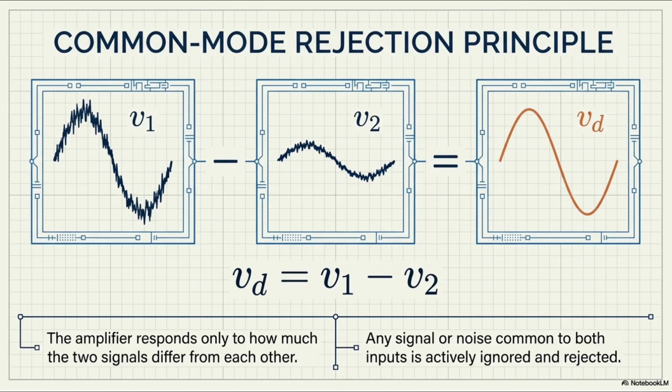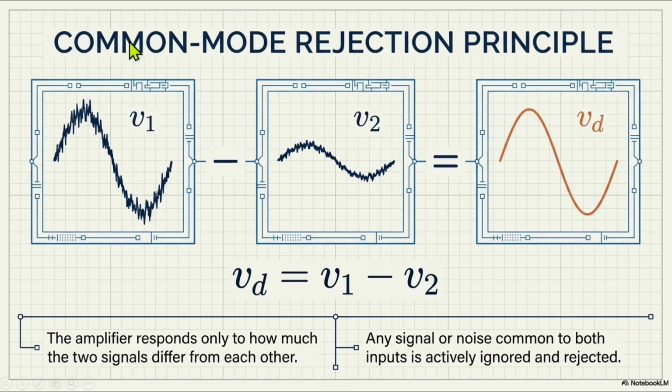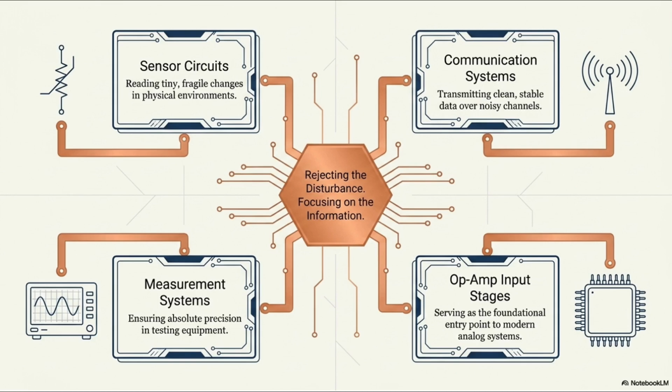Think of it this way: if both the inputs are disturbed by the same noise, for example, as you can see here, V1 and V2 both have noise signals that are similar in nature, a good differential amplifier tries to reject that common disturbance and focus only on the actual information. That is extremely useful in sensor circuits, communication systems, measurement systems, and almost every practical op-amp input stage. If you understand the differential amplifier well, you are not learning just one circuit. You are learning the entry point to a whole class of analog systems.